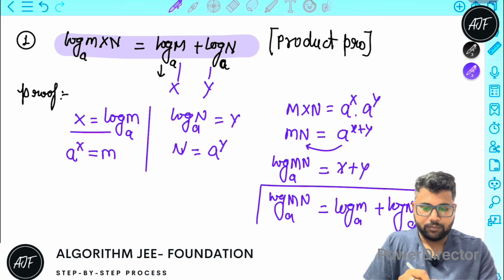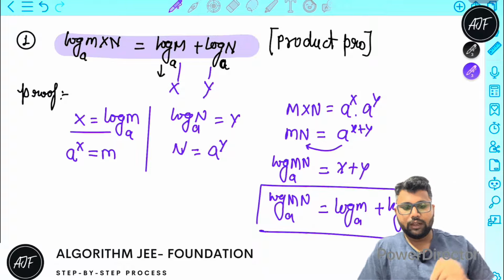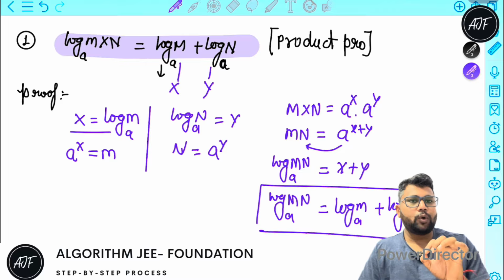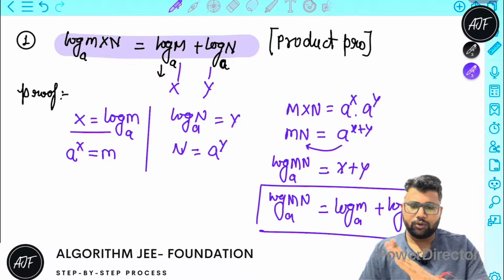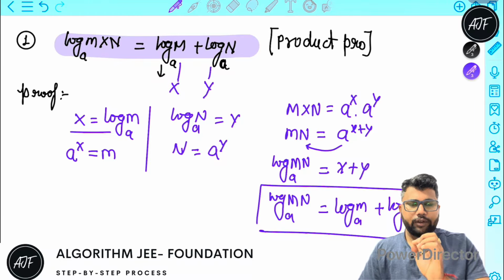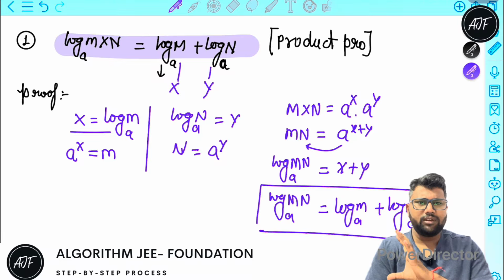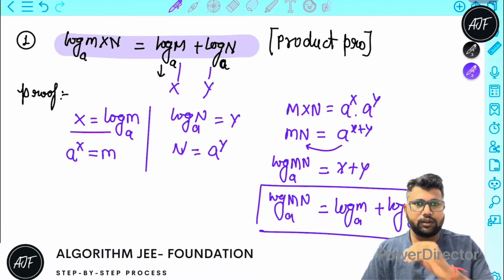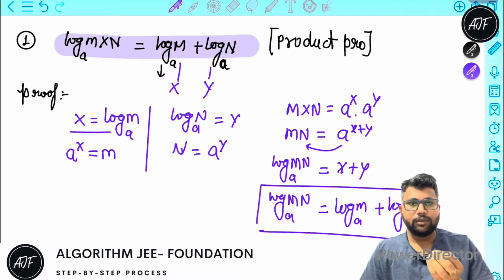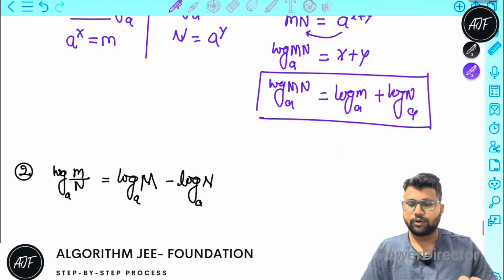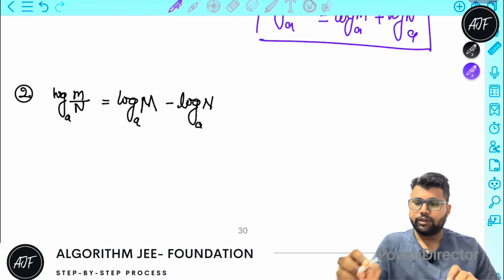That's the proof. I will discuss the proofs of all these properties too. Every property is very important. Sometimes the proof may not be used, but in rare cases it is used in the middle of a question. Now the second question is given.